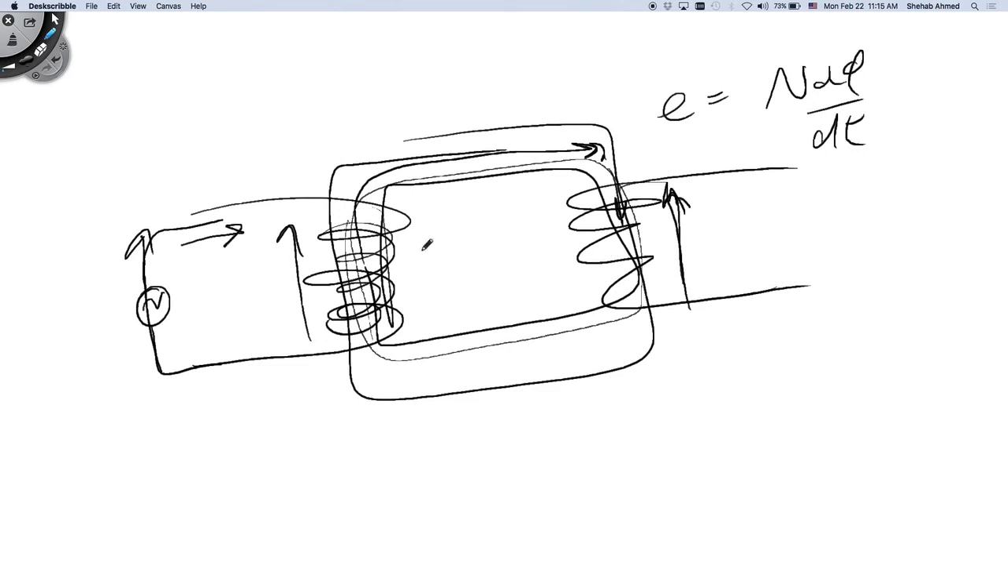So theoretically speaking, if the number of turns here equals the number of turns here, then the voltage generated across these windings is the same as the voltage generated across these windings. Right?